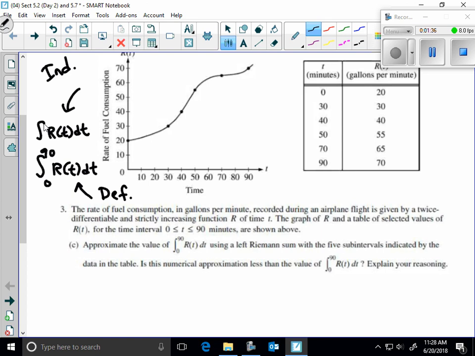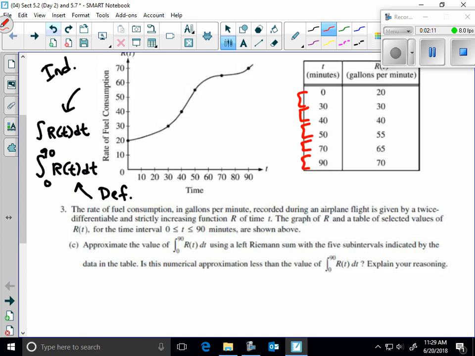Indefinite and definite. So approximate the value of the integral from 0 to 90 of R of t dt using a left Riemann sum with the 5 subintervals indicated by the data in the table. So here's subinterval 1, here's subinterval 2, 3, oh, I missed something there. Okay, writing too large. Here's subinterval 1, 2, 3, 4, 5.